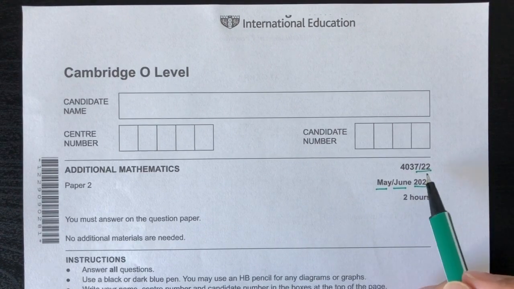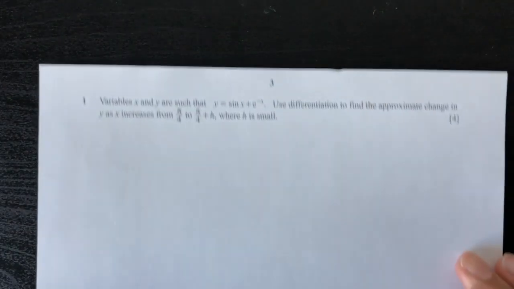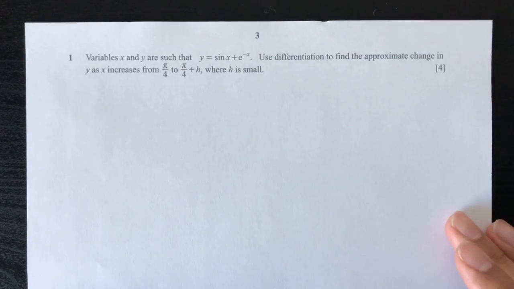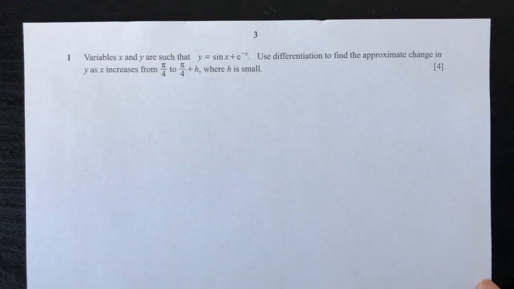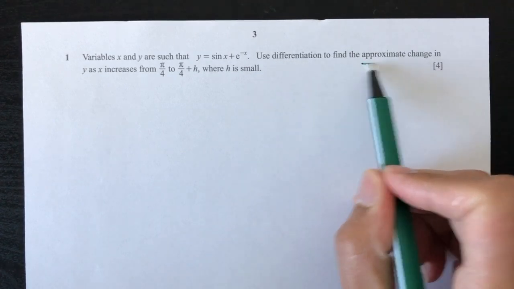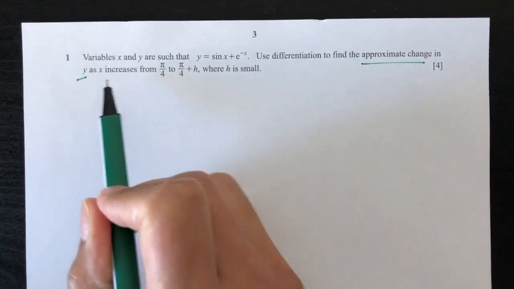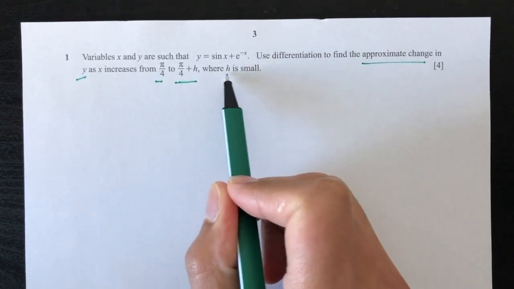This one is paper 2-2 of May-June 2020. So let's move on to question number 1. Here we have variables x and y such that y equals sine x plus e to the power of minus x. Use differentiation to find the approximate change in the value of y as x increases from this to this value, where h is small.